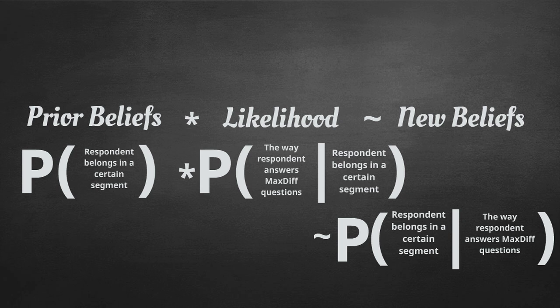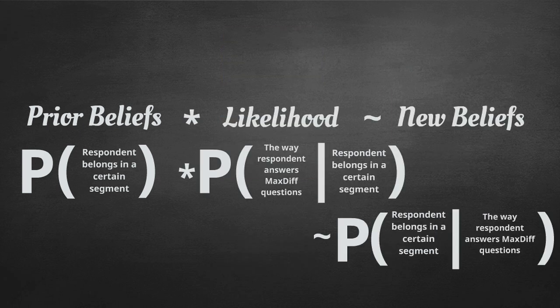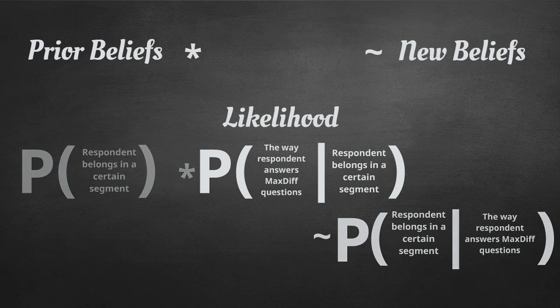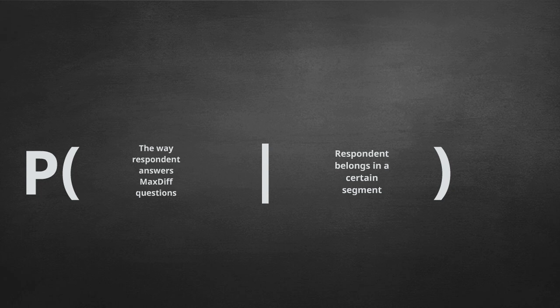Let's talk about prior information. Let's assume 200 respondents answered 12 MaxDiff questions, and based on that, latent class assigned each respondent to a segment like this. How about likelihood? It's a tougher concept, basically saying if a respondent belongs in a segment, how likely is it that they would answer a MaxDiff question like this. For example, what is the probability that a respondent would pick partridge out of these 4 given he is in segment 1?